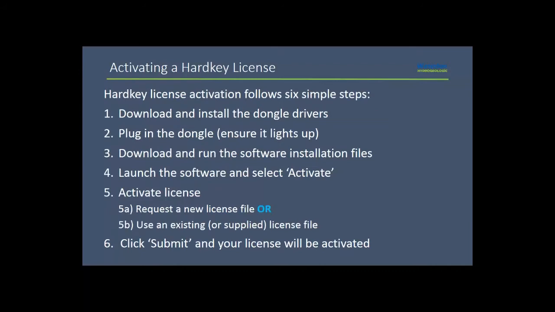Download and install the appropriate dongle drivers. Plug in the dongle and ensure it lights up. Download and run the software installation files. Launch the software and select Activate. Enter your serial number or select an existing license file. And finally, click Submit and your license will be activated. We'll go through each of these steps in detail in this video. Let's get started.